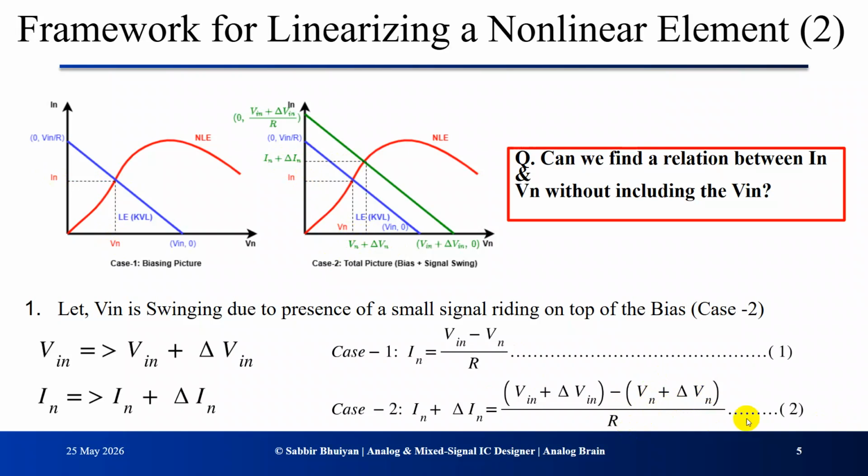Now, in this slide, we are adding the small signal. As the input swings, both the voltage and current of the nonlinear device also swing around the operating point. And now we ask a very important question: can we derive a relation between incremental voltage and incremental current without explicitly involving the input source? Because if we can, then we can model the nonlinear device independently using only local information around the operating point. That's a very important thing.